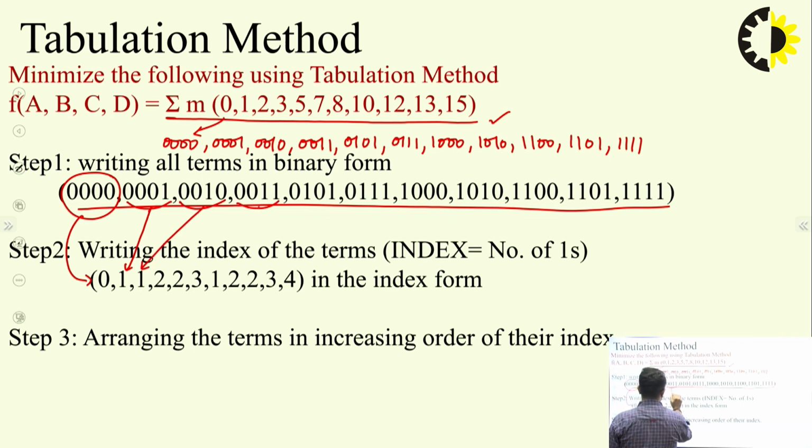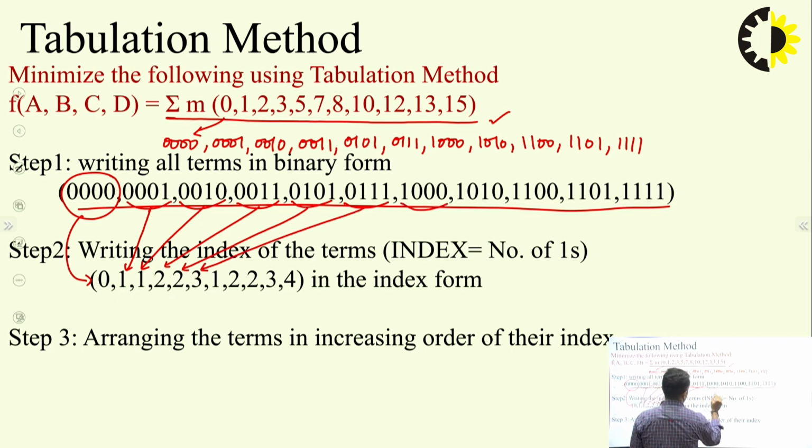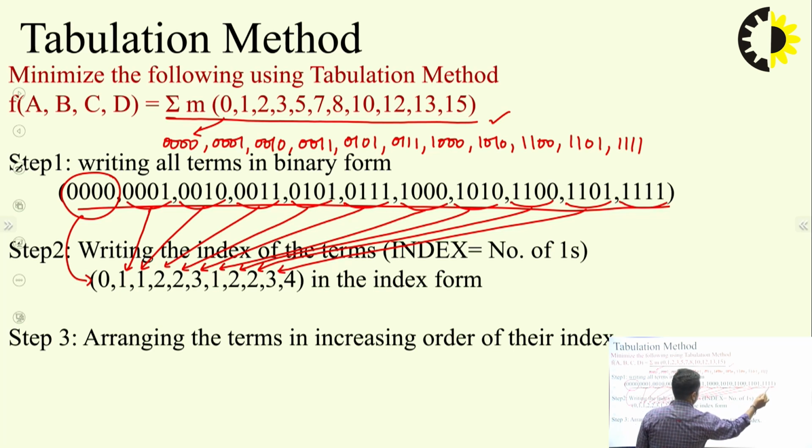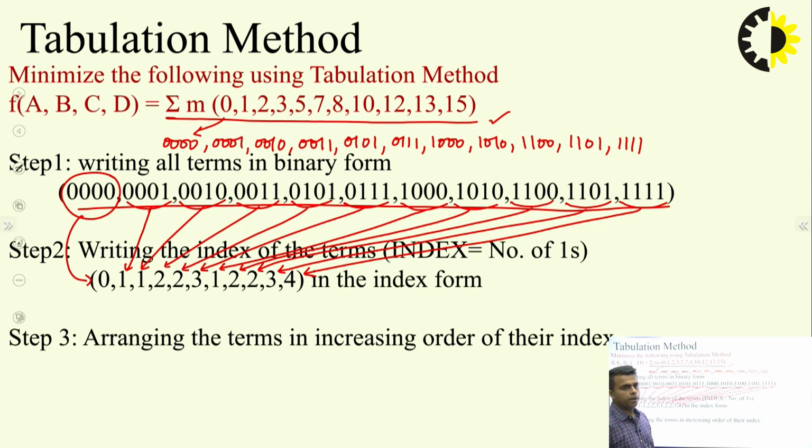0 0 1 1: 2 ones are present. 0 1 0 1: 2 ones are present. 0 1 1 1: 3 ones are present. 1 0 0 0: 1 one is present. 1 0 1 0: 2 ones are present. 1 1 0 0: 2 ones are present. 1 1 0 1: 3 ones are present, and the last, 1 1 1 1: 4 ones are present. So we can calculate the index for each binary term.